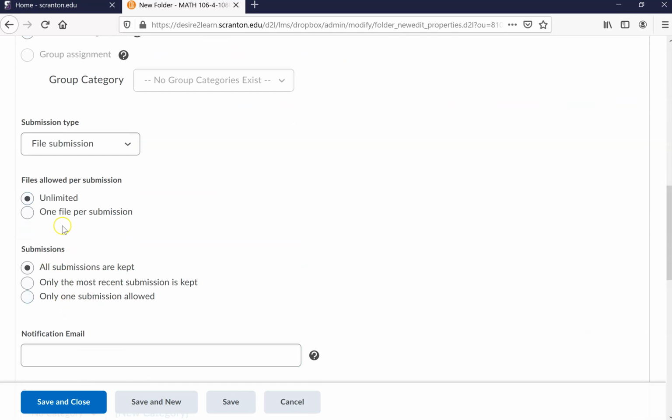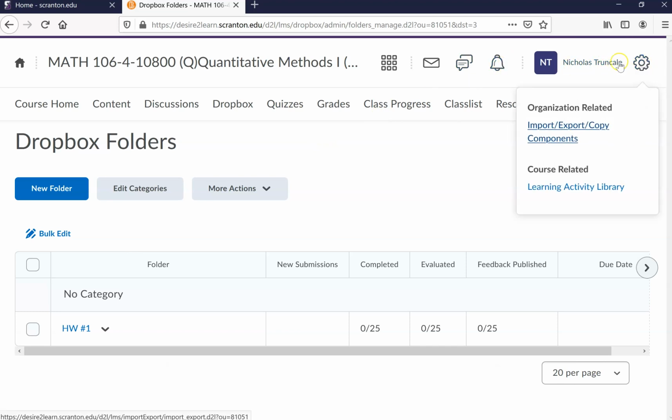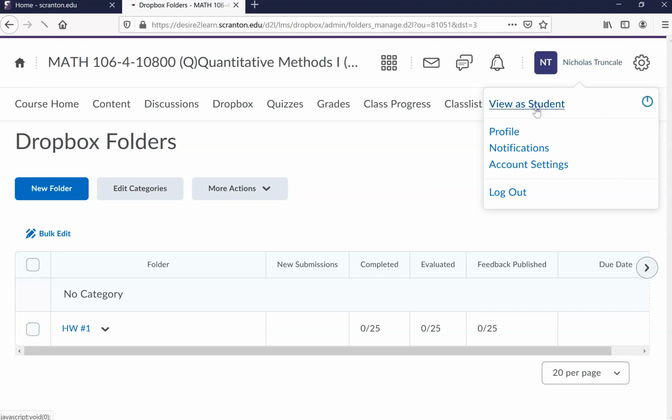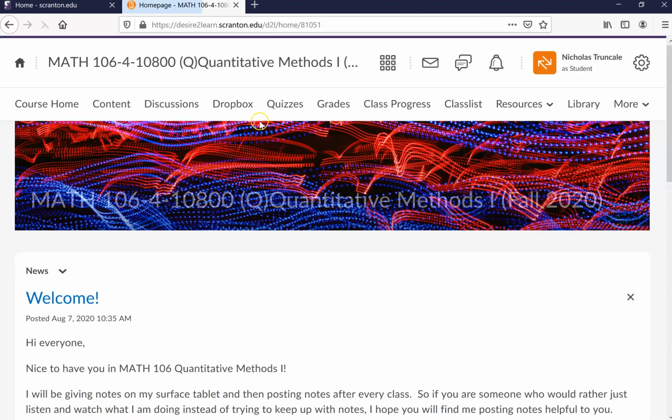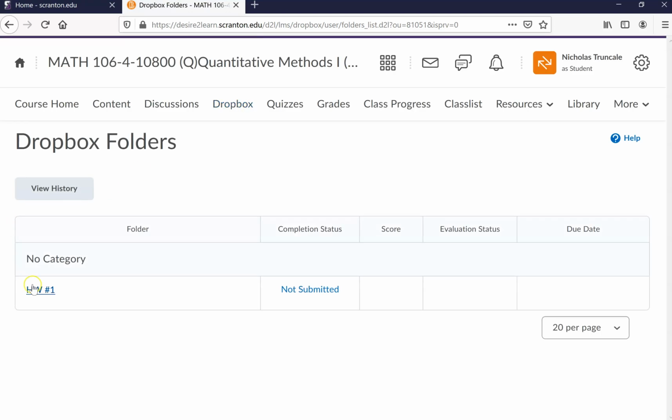And I don't have to do anything else. I do want to point one thing out here. It says unlimited. So if you accidentally submit something, and you realize it was the wrong thing, or it wasn't the one that was complete, just submit another one and I'll grade the most recent submission. So I hit save and close. And here it is. So how it'll work is if I view as a student, can I do that here? So you'll go to Dropbox. It'll just be sitting here. You click it.